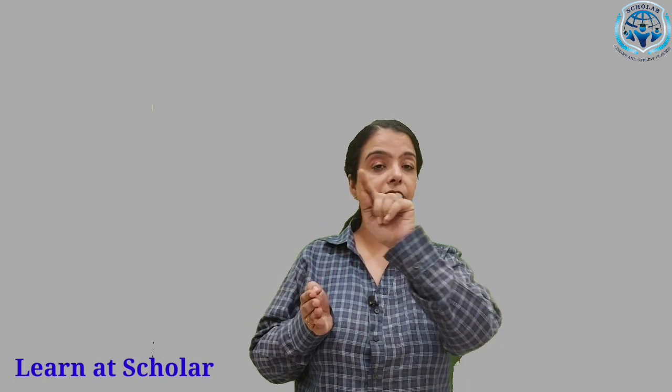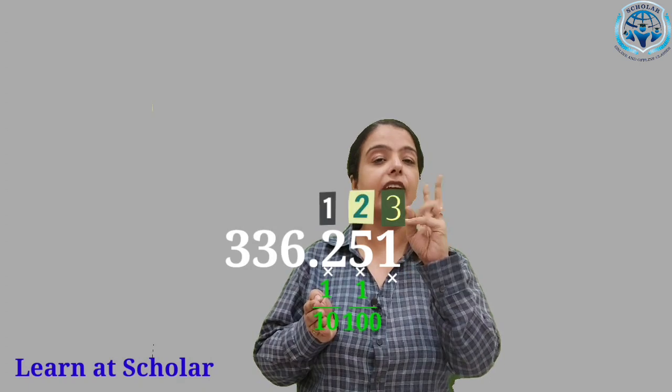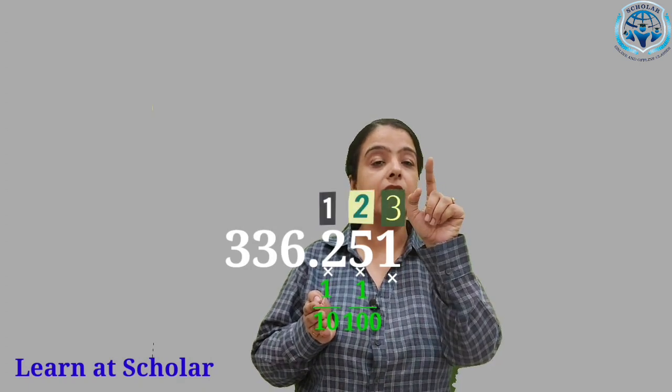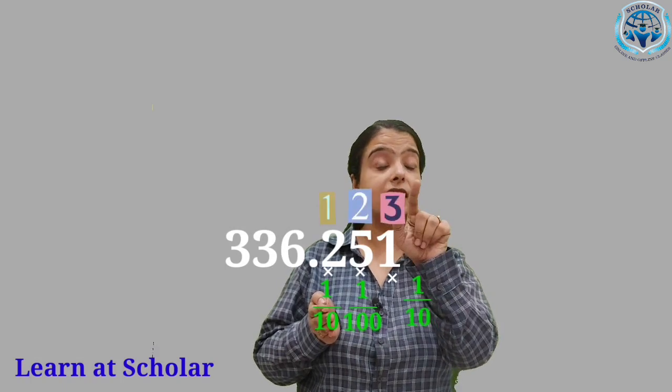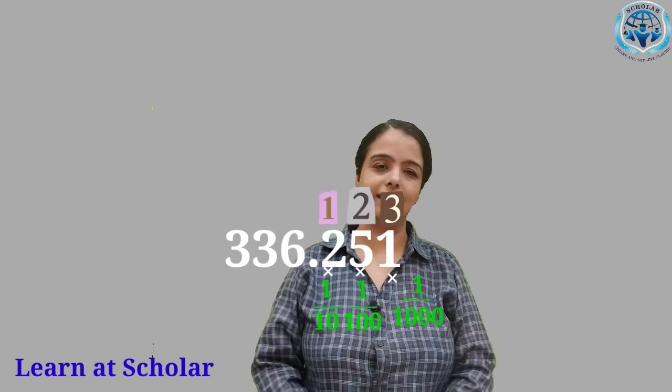So in the same manner, we are multiplying the first number with 1 upon 10, the second number with 1 upon 100, and the third number with 1 upon 1000 because this is the third digit after the decimal.